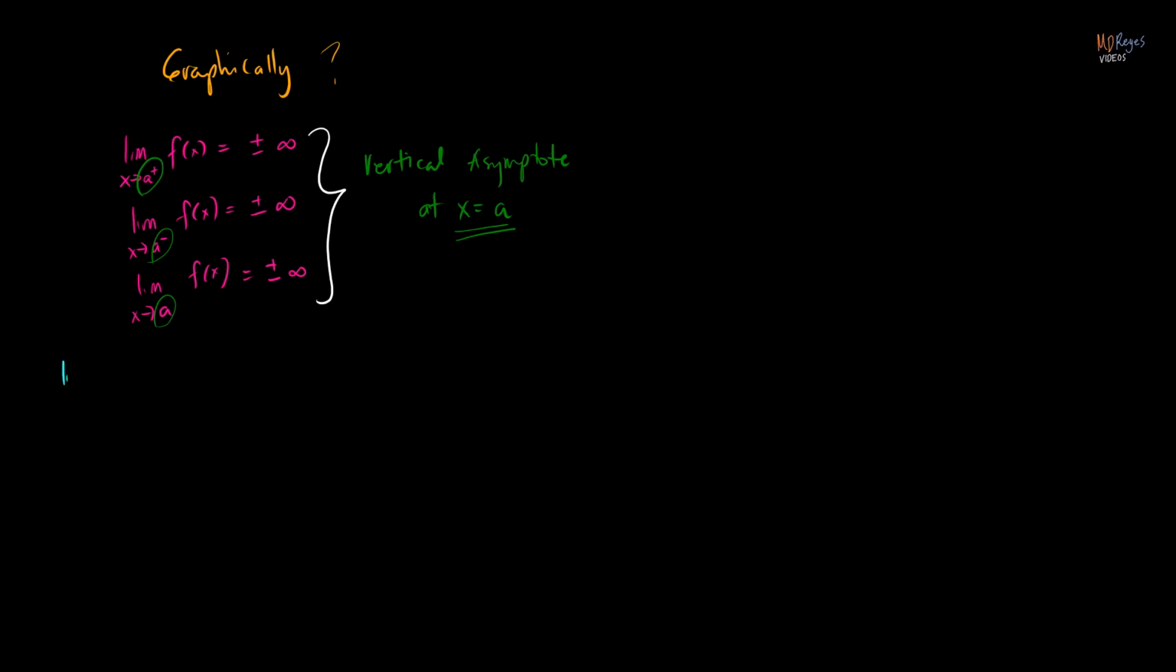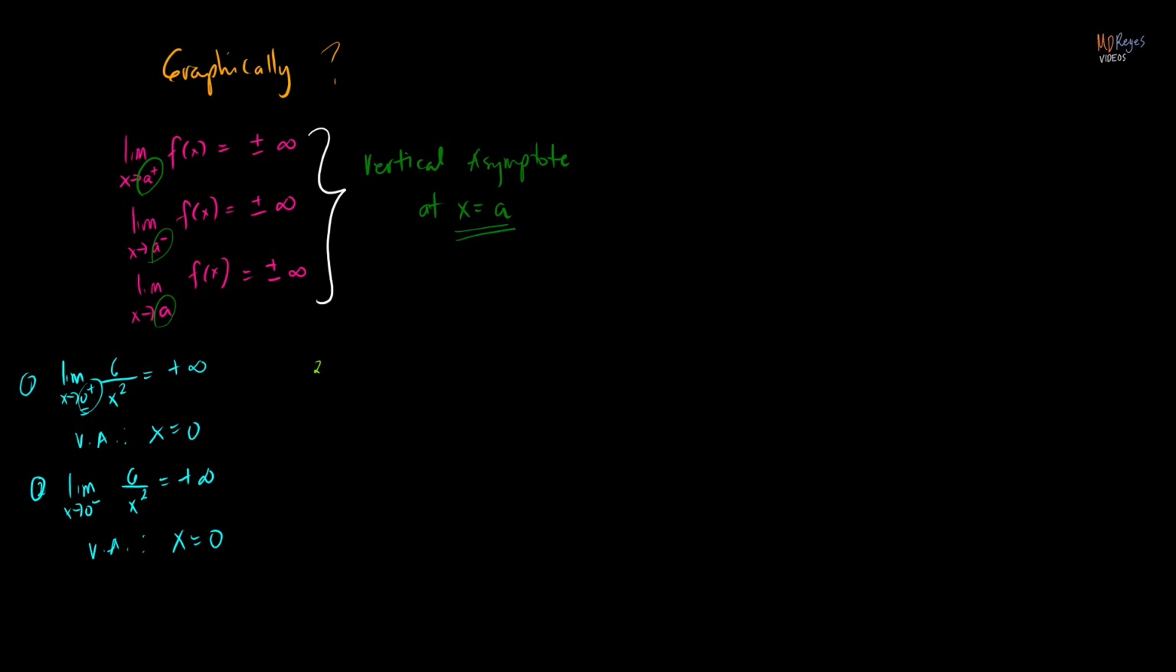In the first example a while ago, the limit of 6 over x squared as x approaches 0 from the right is positive infinity. So there is a vertical asymptote whose equation is x equals 0. The limit of 6 over x squared as x approaches 0 from the left is also positive infinity according to our second example. So the vertical asymptote is still at x equals 0.